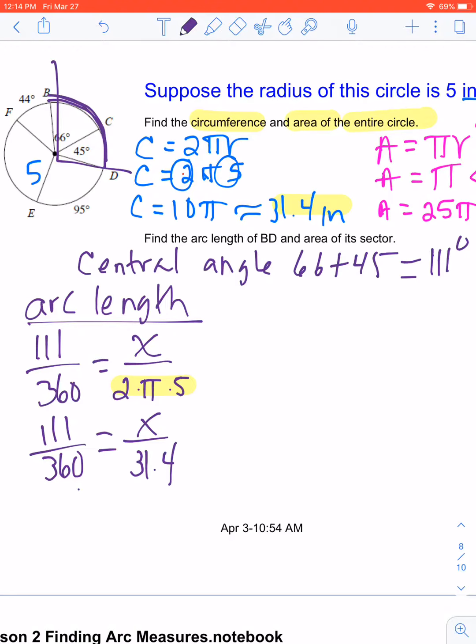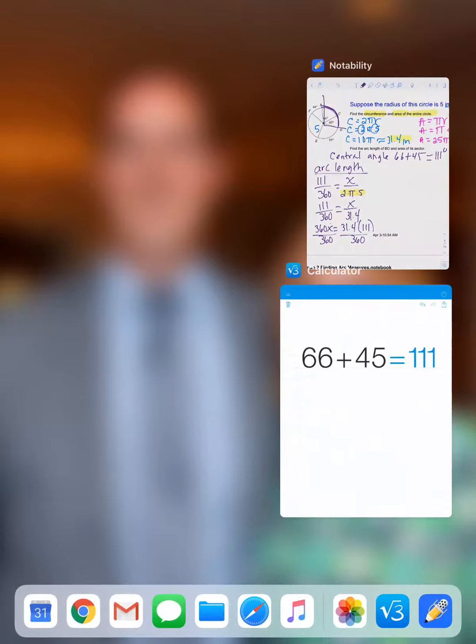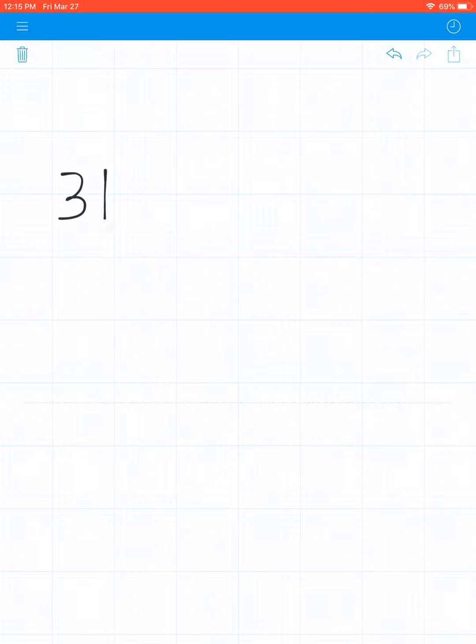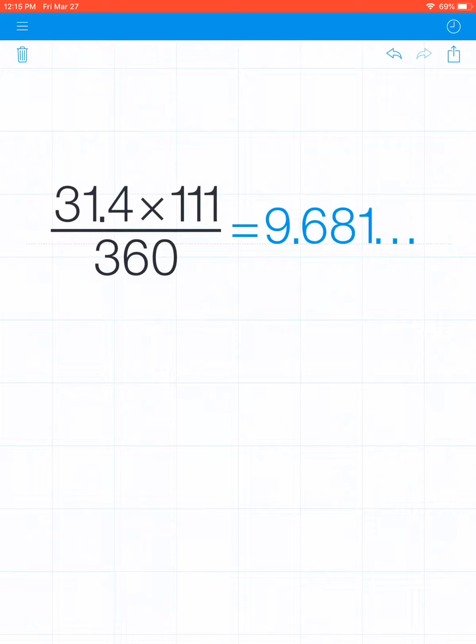So I solve by using cross products. So I get 360x is equal to 31.4 times 111. I'll use parentheses. I think that might be easier. And I'm going to solve by dividing both by 360. So I'm going to take 31.4 times 111 all over 360, which yields an arc length of 9.7 inches.